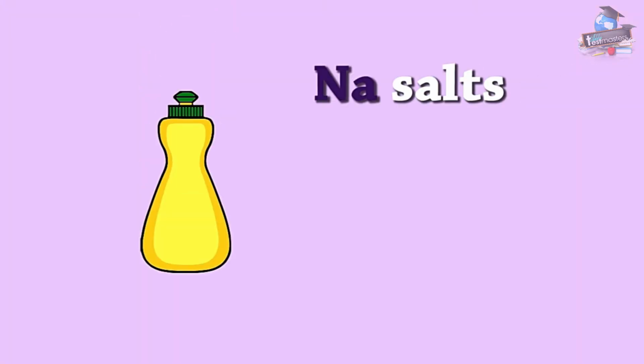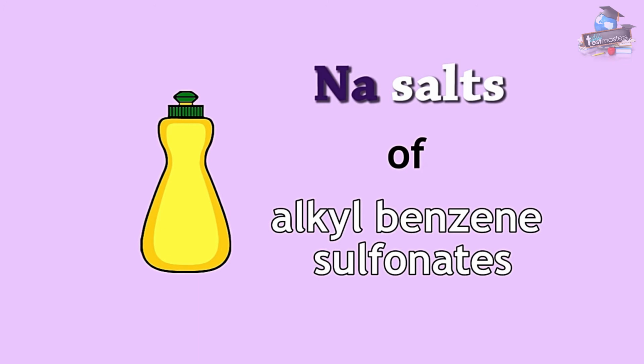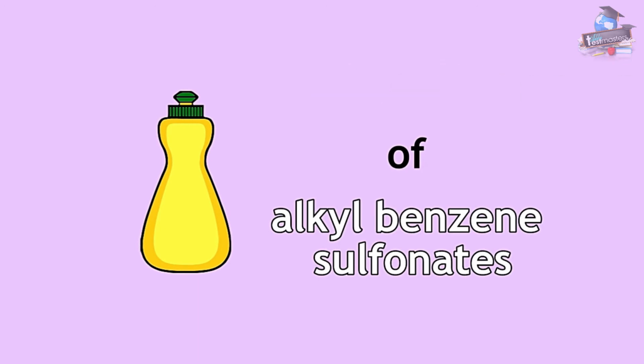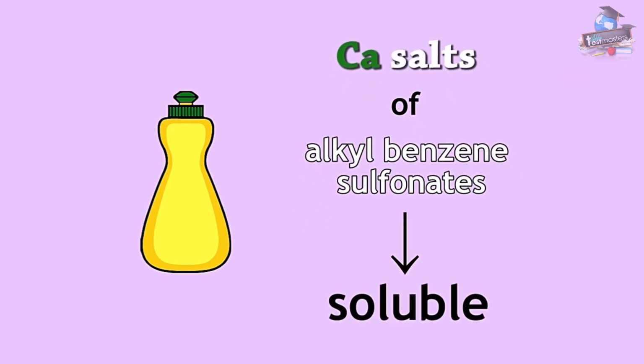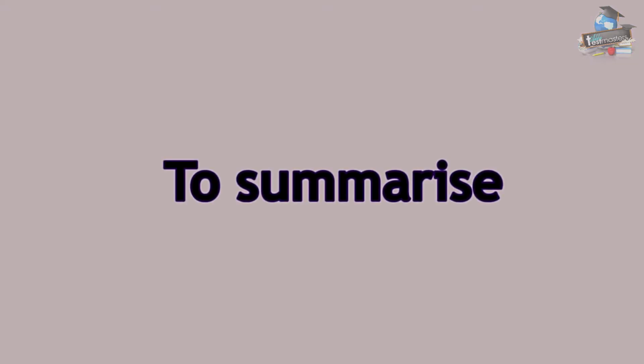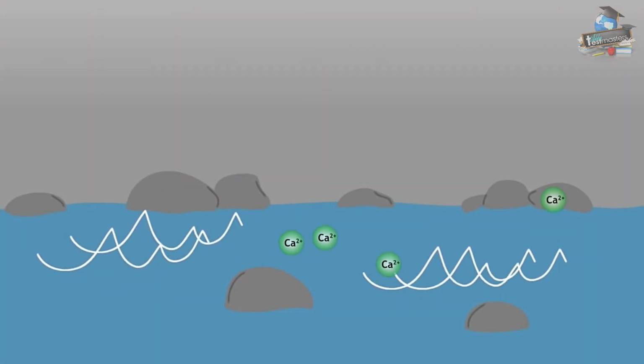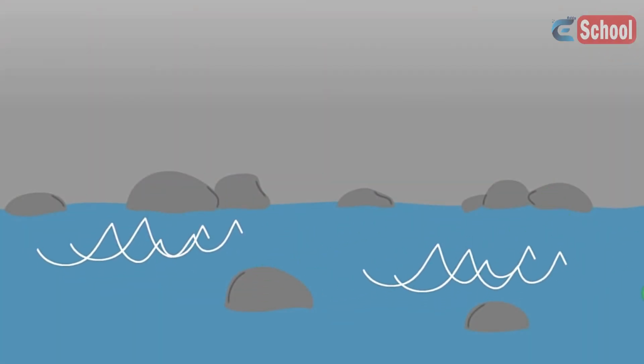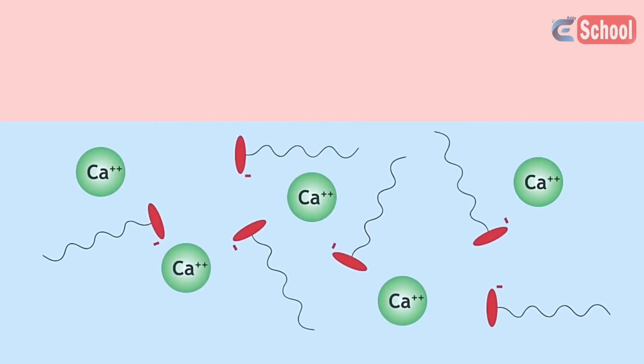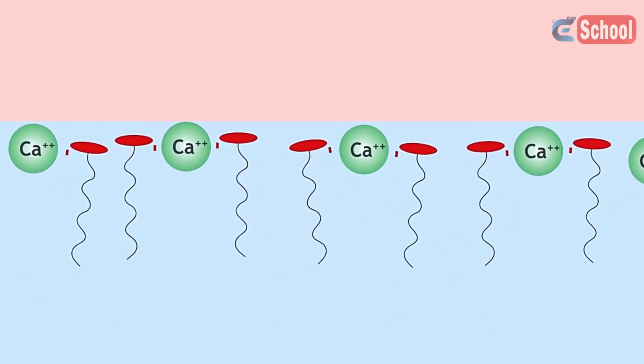Detergents are sodium salts of compounds called alkyl benzene sulfonates, whose calcium salts are soluble, so there is no problem of scum with detergents. So to summarize, we saw that water becomes hard by flowing through rocks containing calcium salts, and these react with soap to form a scum of calcium stearate, making it difficult to use the soap.